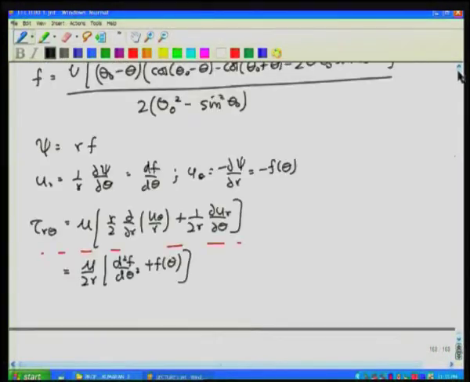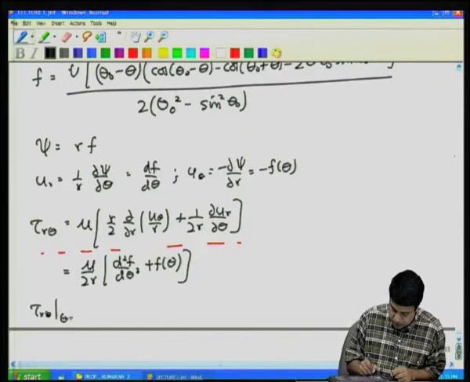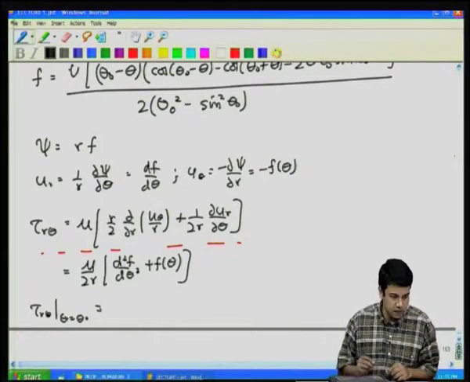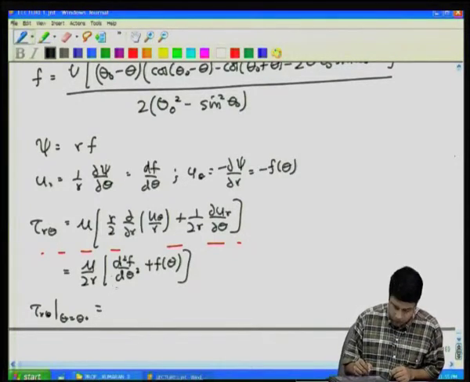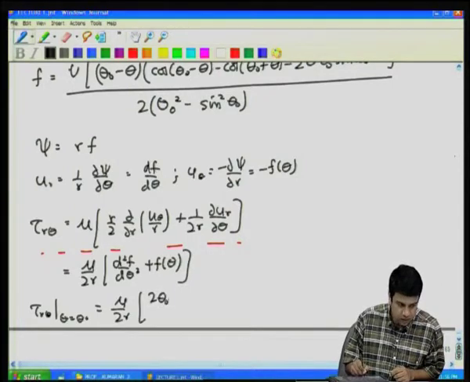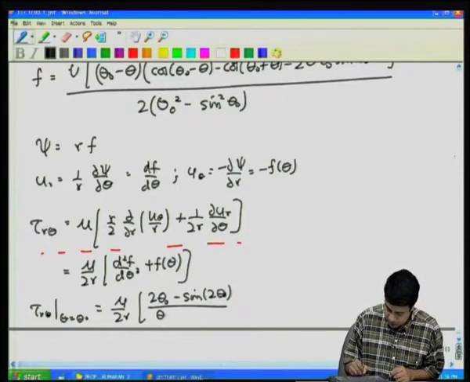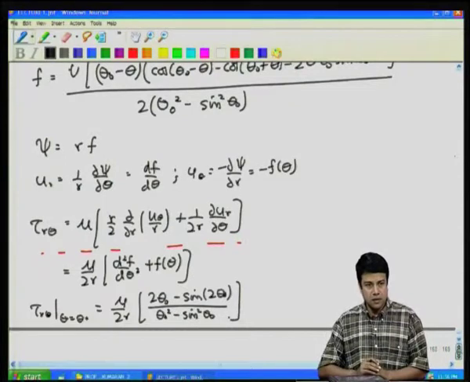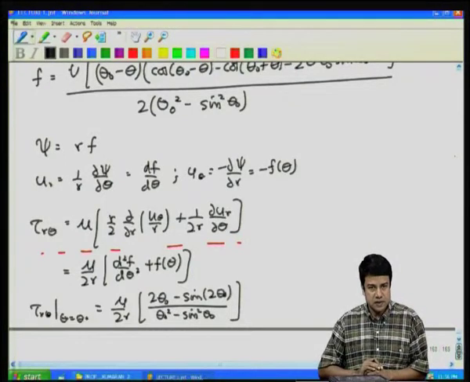In particular, the stress on the wall, that is tau r theta at theta is equal to theta naught, one can get an analytical expression for that. It turns out to be equal to mu by 2 r into 2 theta naught minus sine by theta naught square minus sine square theta naught. So, this is the expression that you get for the stress.